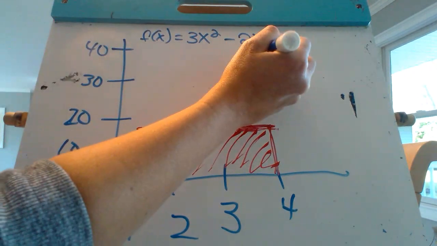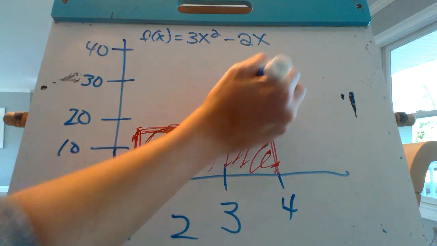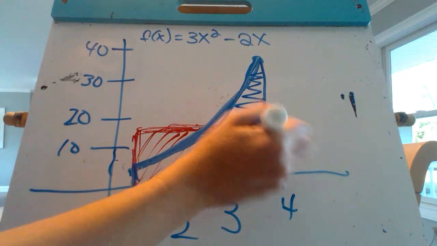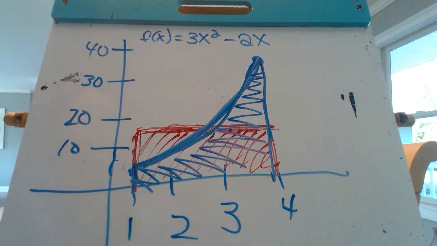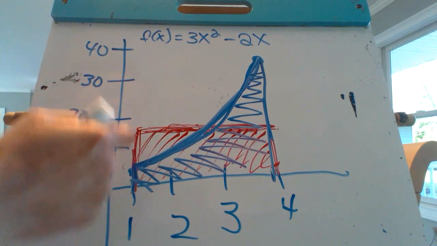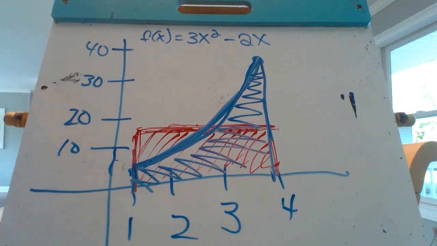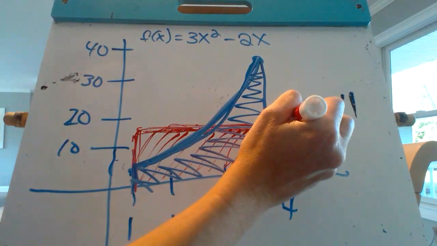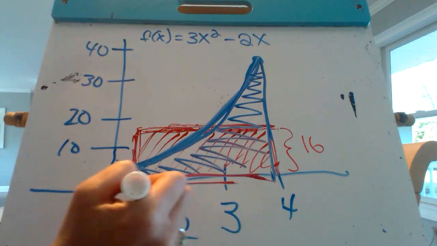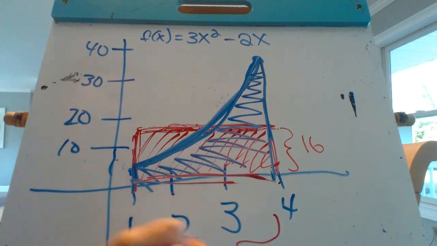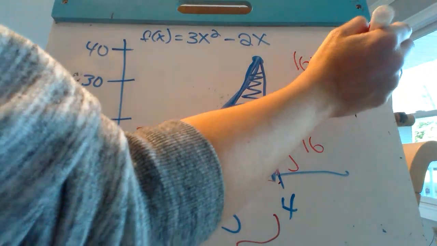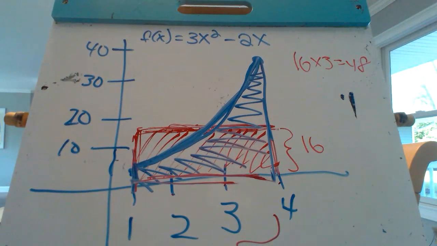So if I look at this curve right here, and if I took the area under the curve over here, I have the same answer. So let's think about that. That makes sense, right? Because remember, the height of the red rectangle is 16. And the base of the red rectangle is 1, 2, 3. So the area of the red rectangle is 16 times 3, which is 48. And remember, when we did our definite integral, that's exactly what we got as an answer.